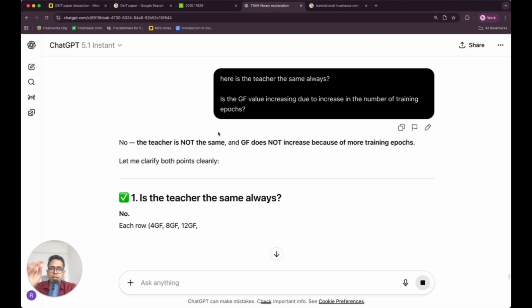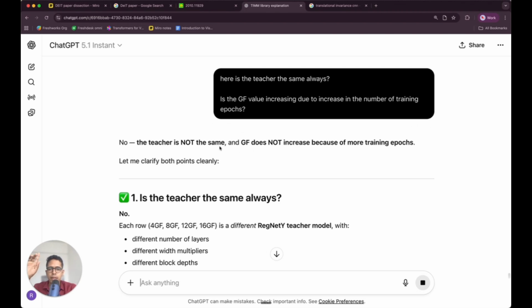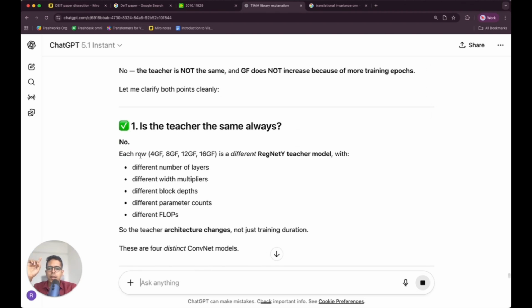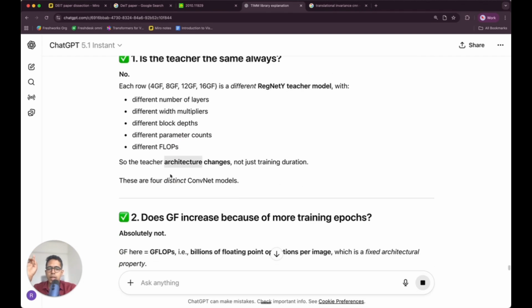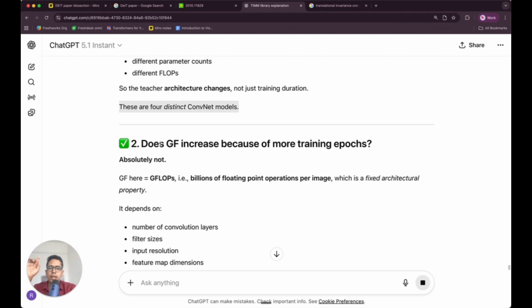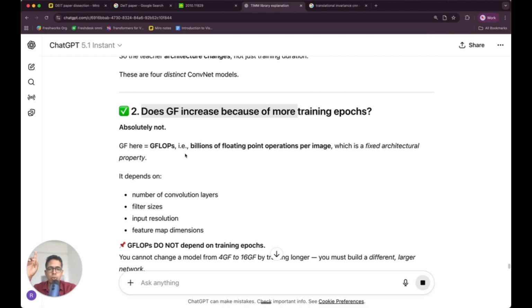No, the teacher is not the same. Gigaflop does not increase because of training epochs. Let me clarify. Each row is a different regnet teacher model with different number of layers, different multipliers. Okay, so teacher architecture changes. So there are 4 different models. Does gigaflop increase because of training epochs? No. Okay, it's billions of floating point operations.